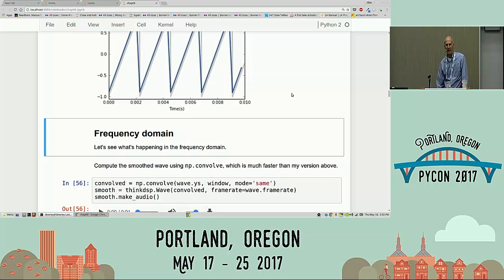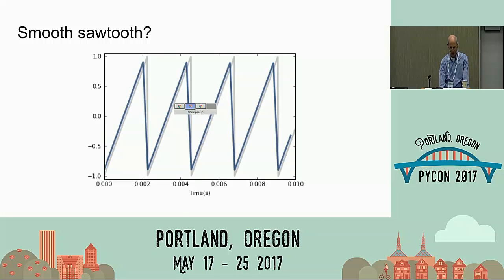I'm going to let you get back to this in just a second, but I want to introduce the next section of the notebook, which is called frequency domain. I just want to introduce that section, and then I'll send you back to the notebook.